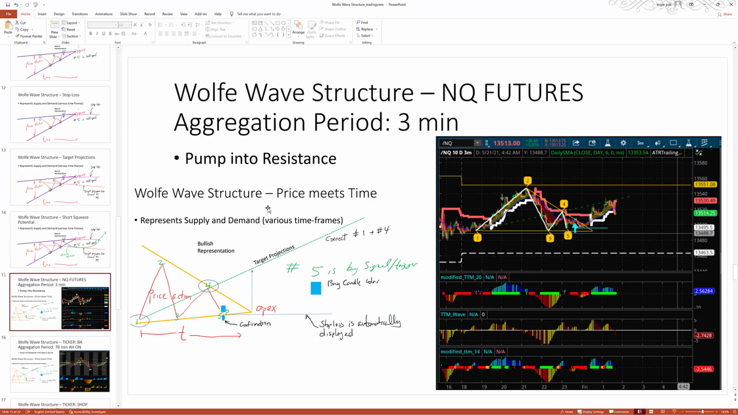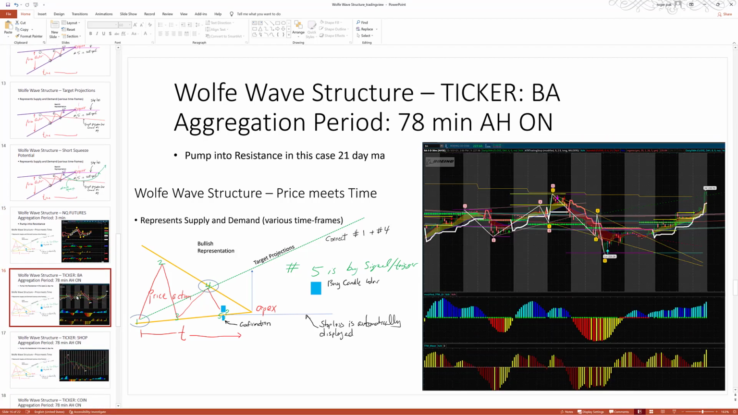So we have some examples here of Wolfe waves forming. This is for U.S. equities. Oh, this is actually for U.S. futures. So U.S. futures, this was an example of a 3-minute time frame showing a move up to the green peripheral line with a bullish Wolfe wave. We have another one using a 78-minute time frame with Boeing, and here you can see that the moving averages and the Wolfe wave are working quite nicely, with the 21-day moving average represented as the yellow line.